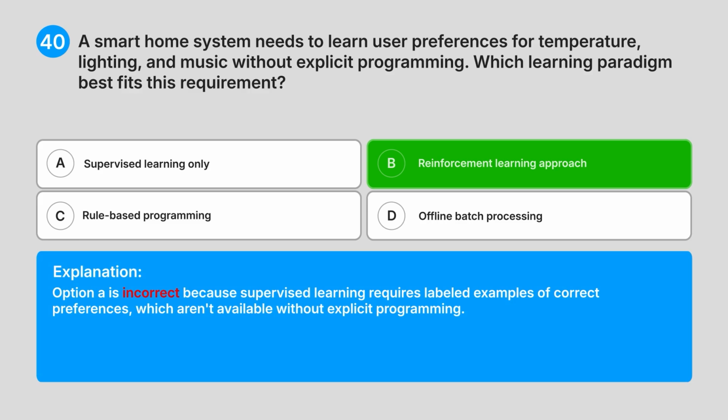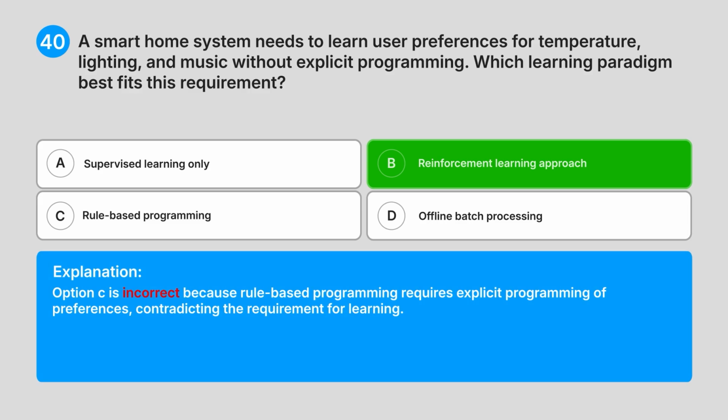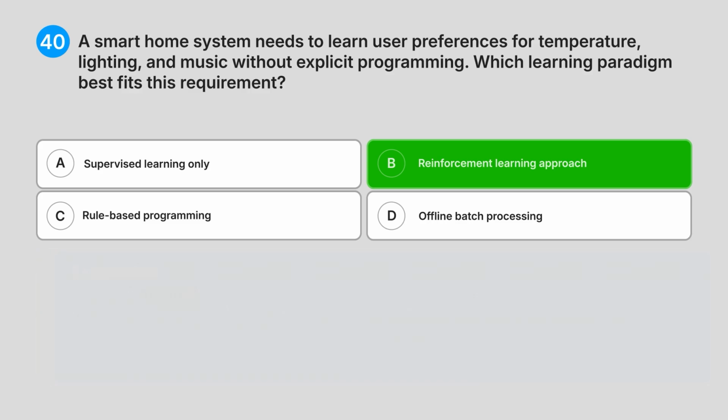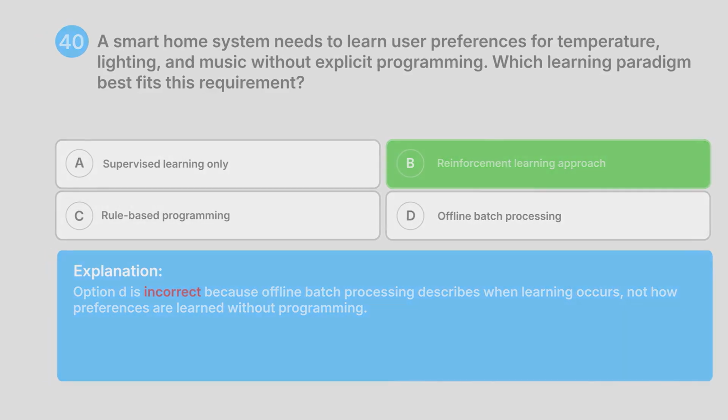Option A is incorrect because supervised learning requires labelled examples of correct preferences, which aren't available without explicit programming. Option C is incorrect because rule-based programming requires explicit programming of preferences, contradicting the requirement for learning. Option D is incorrect because offline batch processing describes when learning occurs, not how preferences are learned without programming.